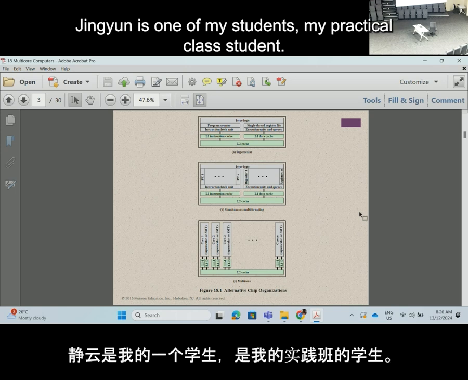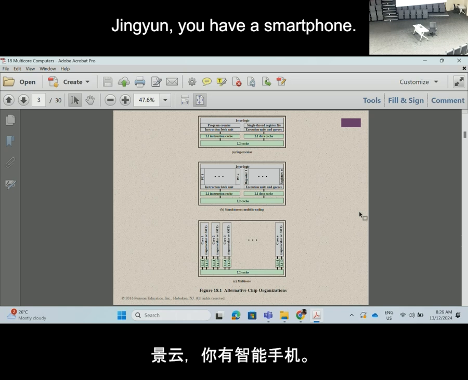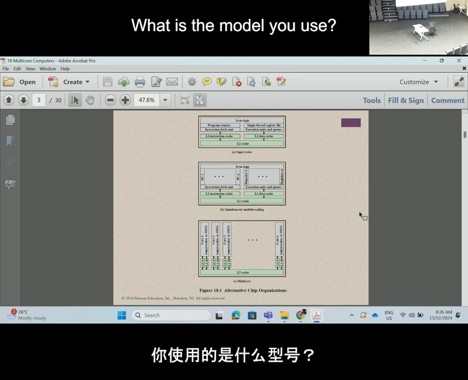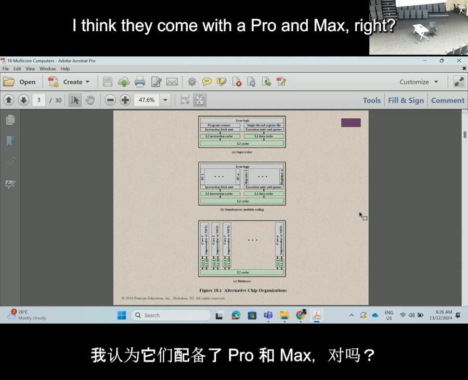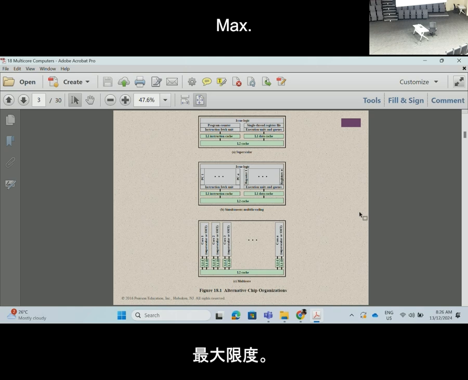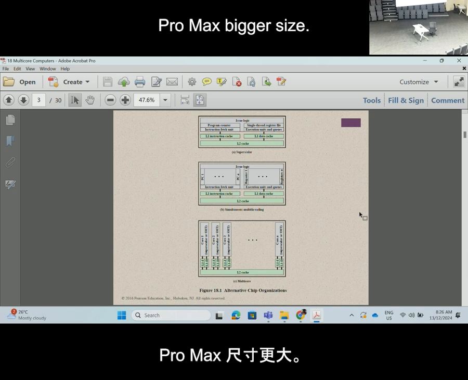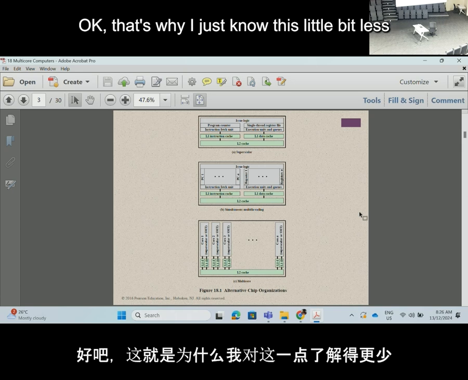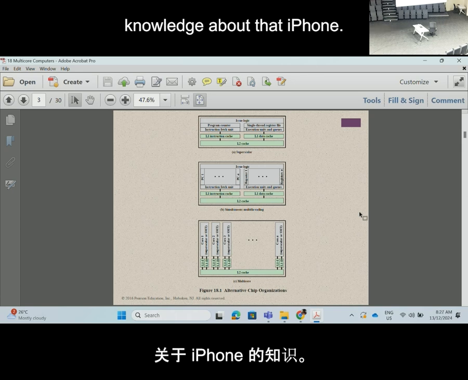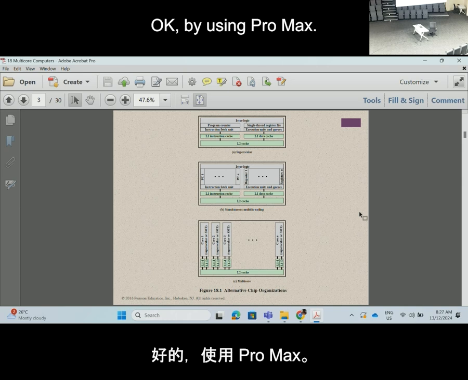Okay, Jin Yun. Jin Yun is one of my practical class students. Jin Yun, you have a smartphone. What is the model you use? iPhone 16, 15. You see, iPhone, I think they come with a Pro and Max, right? Which one is bigger? Max. Pro Max, bigger size. Because I'm not an iPhone user, I just know a little bit less about iPhone. Okay, you are using a Pro Max.